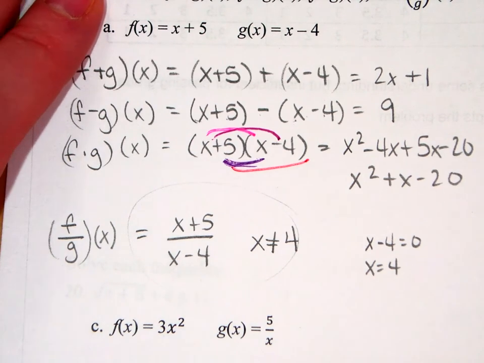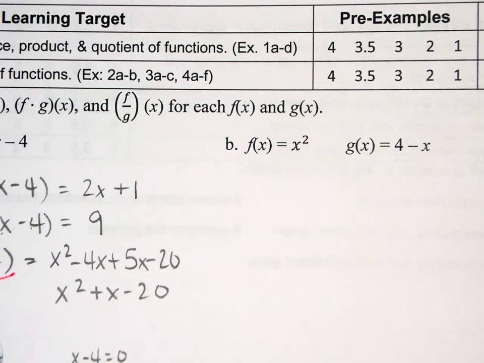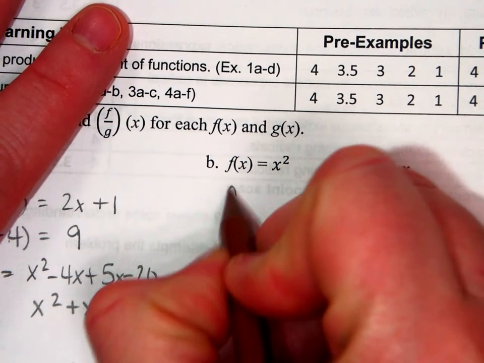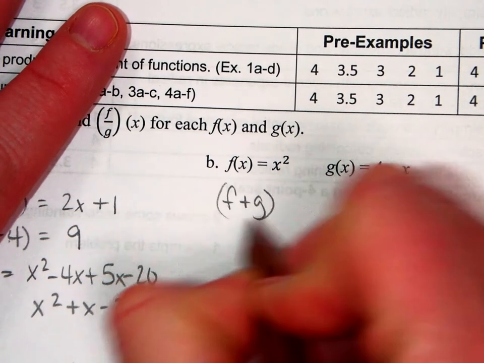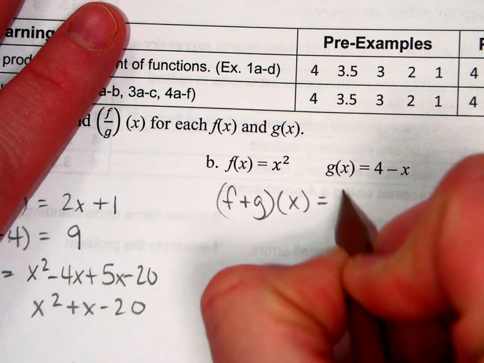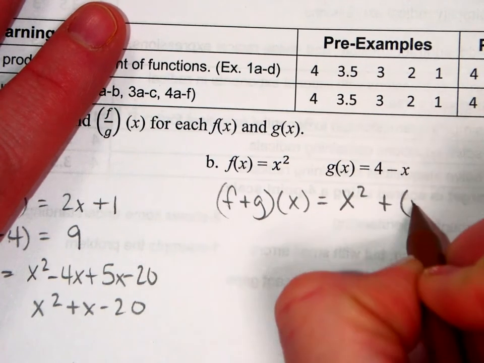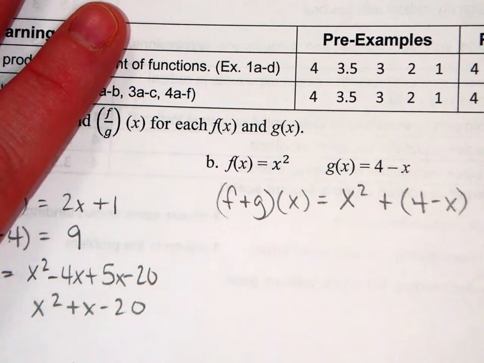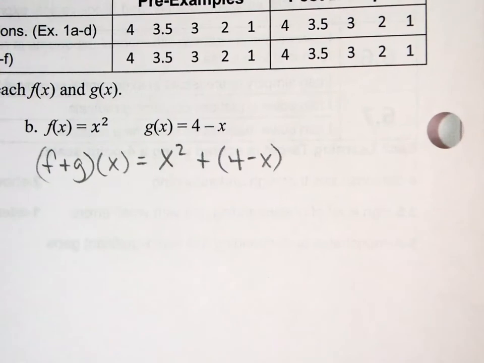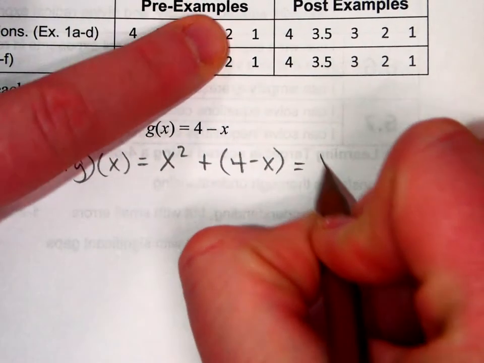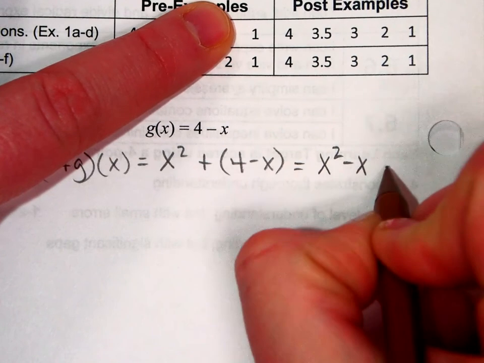Alright, so jumping over to B. Going to do the same thing again. F plus G of X equals X squared plus 4 minus X. So, add those together: X squared minus X plus 4.